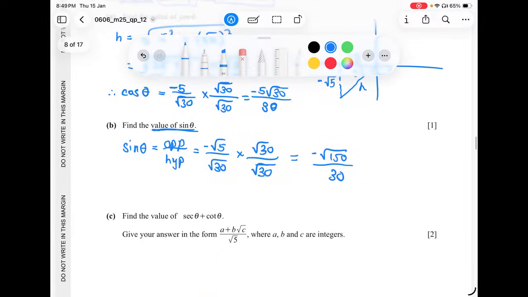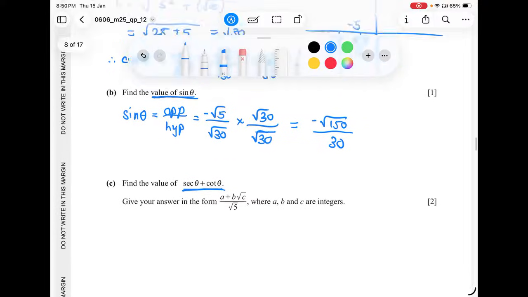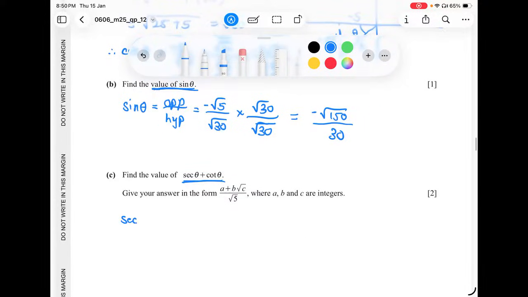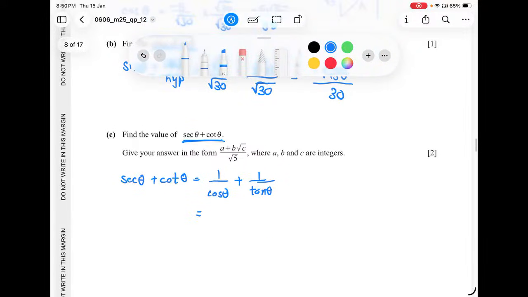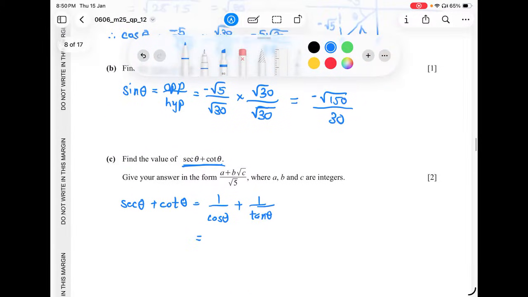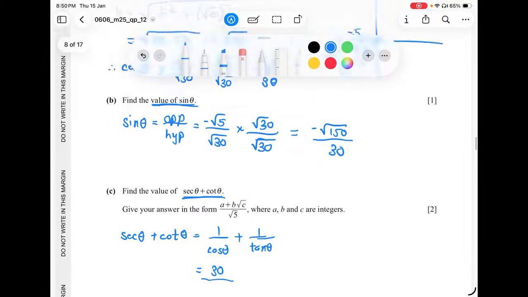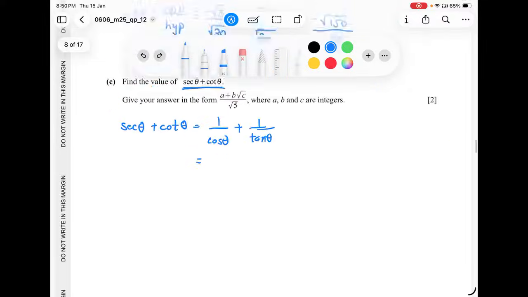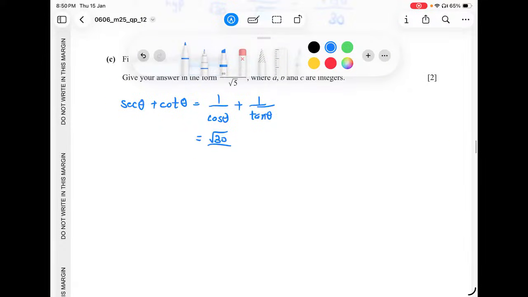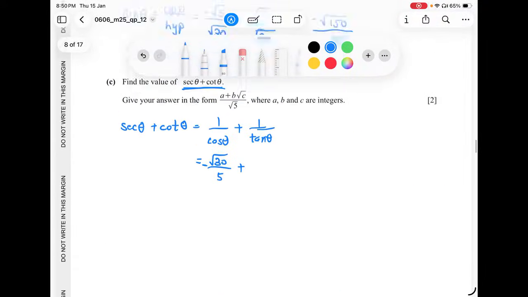Okay. So now part C. Find the value of secant theta plus cot theta. So secant theta plus cot theta is basically 1 over cos theta plus 1 over tan theta. So 1 over cos theta is basically the reciprocal of what we did there. You can write it from negative 5 over root 30. It's going to be root 30 over 5 and a negative, plus cot theta will be root 5 over 5.